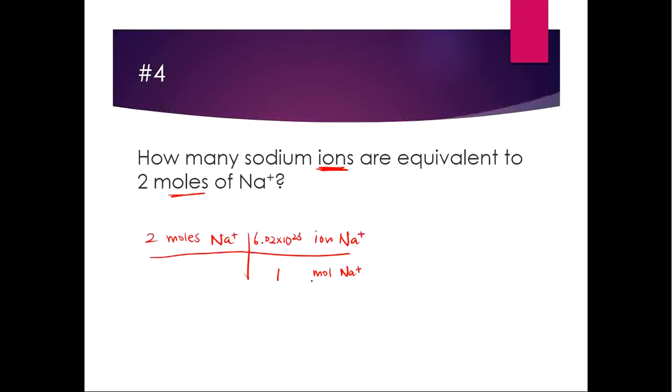So pretty much whenever you see the word mole throughout today's practice problems, you write 1 next to it, and all the other words you write 6.02 times 10 to the 23. Moles cancels out. You multiply 2 times 6.02 times 10 to the 23 is equal to 1.204 times 10 to the 24 ions.